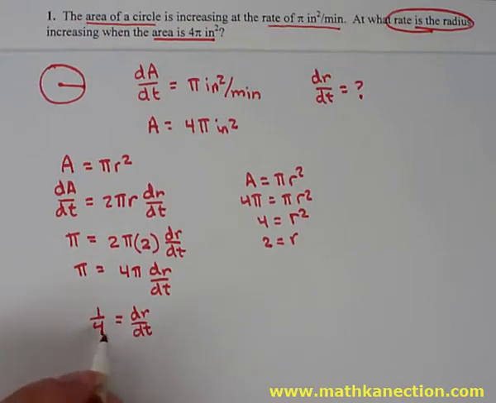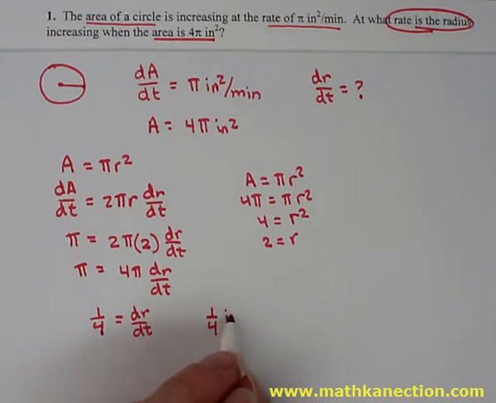So the rate at which the radius is increasing is 1/4 inches per minute, because radius is measured in inches and time is measured in minutes.